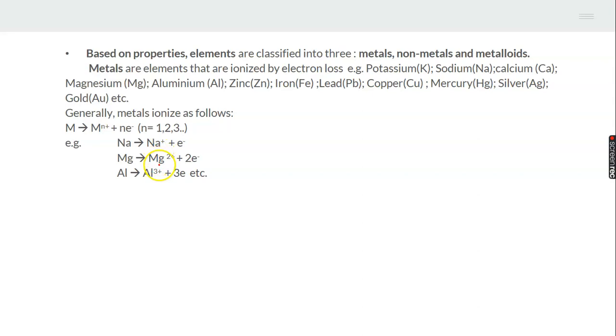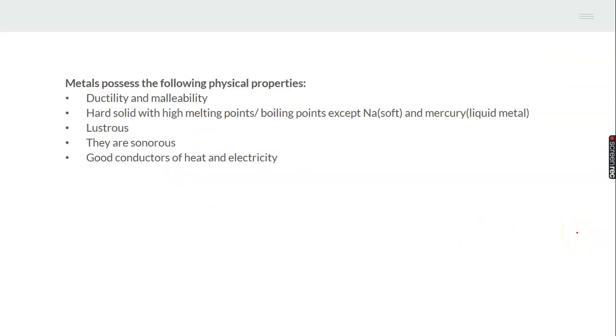Same thing with this group 2 element, and aluminium, which is a group 3 element. So metals possess the following physical properties. The first property is that they are ductile, and malleable. Ductility and malleability mean they can be stretched into wire. That's what ductile means. Malleability means they can be hammered. That's why they are good in construction works.